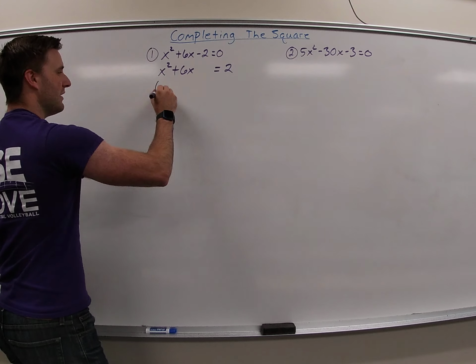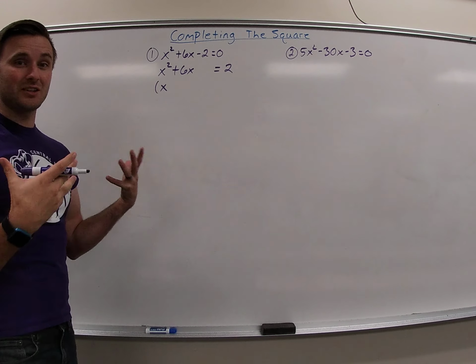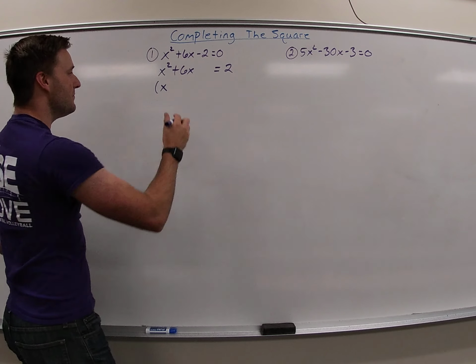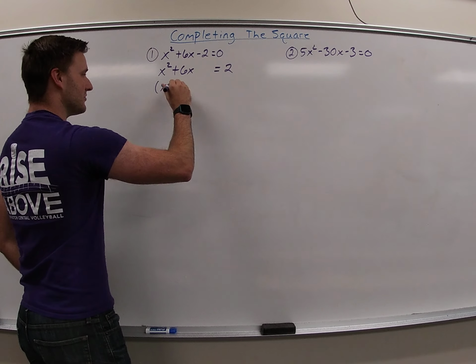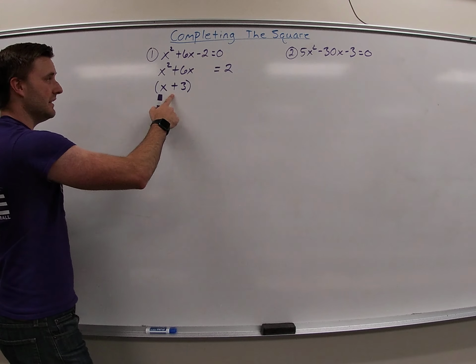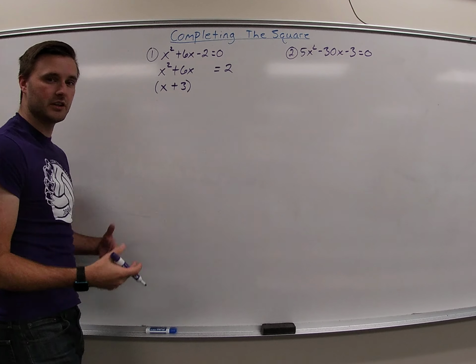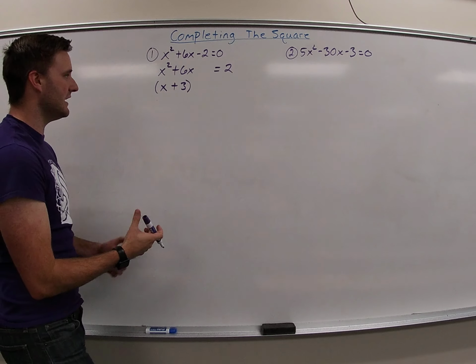Now we need to set up our parentheses. We need to take half of our b term. That's just going to be something you have to memorize. So half of b is 6, so half of that is 3. So x plus 3. Now if this were negative, like x squared minus 6x, then this would be x minus 3. So you're going to take half and it's going to keep the sign.